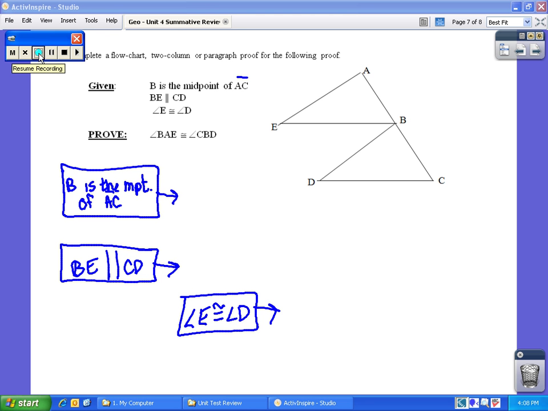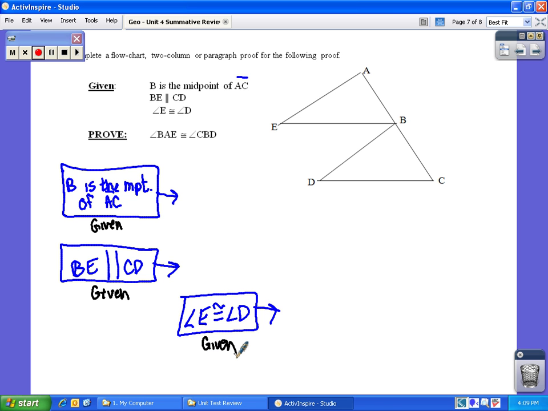For my flowchart proof, I start with my three given pieces of information. B is the midpoint of AC, BE is parallel to CD, and angle E is congruent to angle D. I've placed my boxes in specific places. Since B is the midpoint of AC, I know that AB must be congruent to BC. And that's by the definition of midpoint.